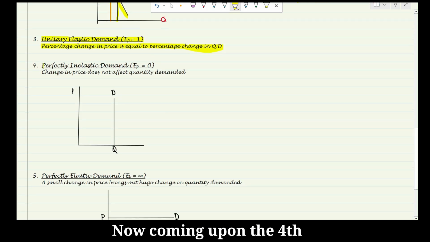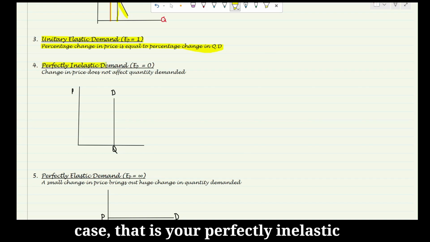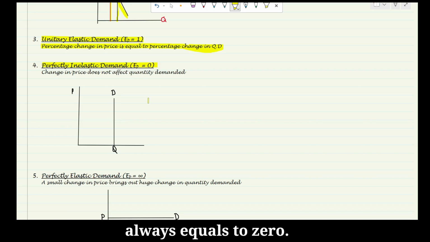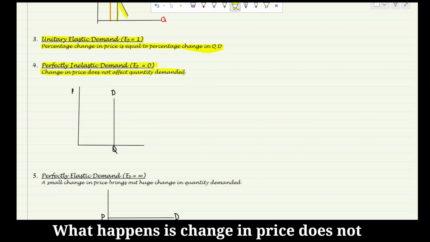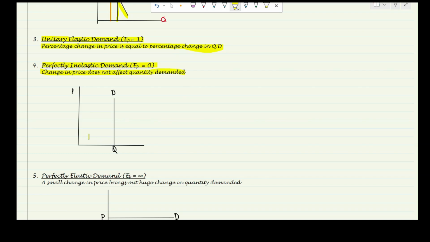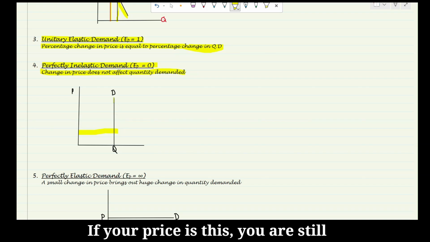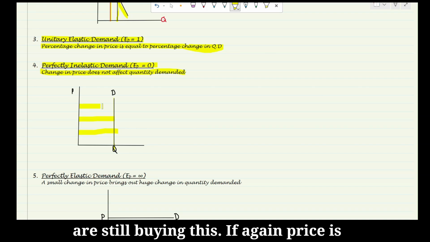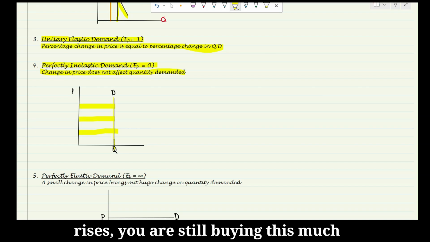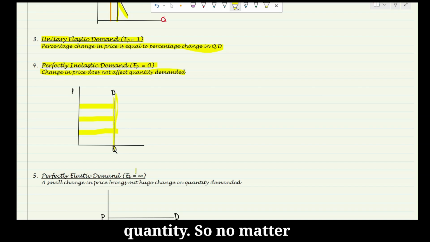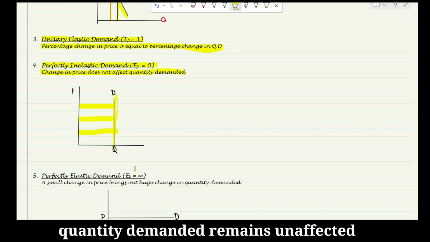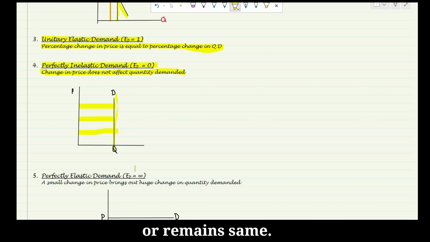Now, coming to the fourth case, that is your perfectly inelastic demand. Perfectly inelastic demand always equals 0. What happens is a change in price does not affect quantity demanded. If your price is this, you are still buying this. If your price rises, you are still buying this. If again prices rise, you are still buying this much quantity. So no matter what the level of price is, your quantity demanded remains unaffected, or remains the same.